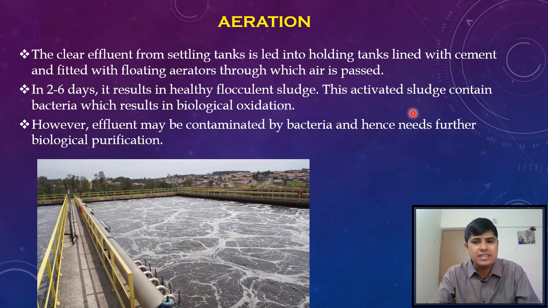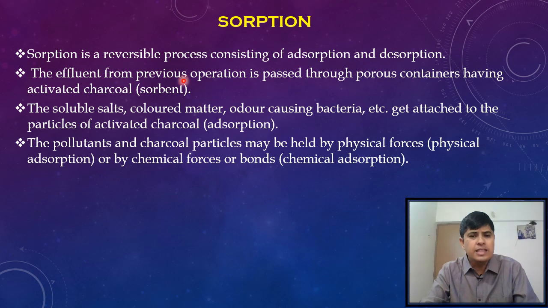The activated sludge contains bacteria which results in biological oxidation. However, the effluent may be contaminated by bacteria and hence needs further biological purification. So this effluent still contains bacteria, and hence biological purification is needed. This is aeration. Next, under these physical processes or primary remediation process, the last technique is sorption.